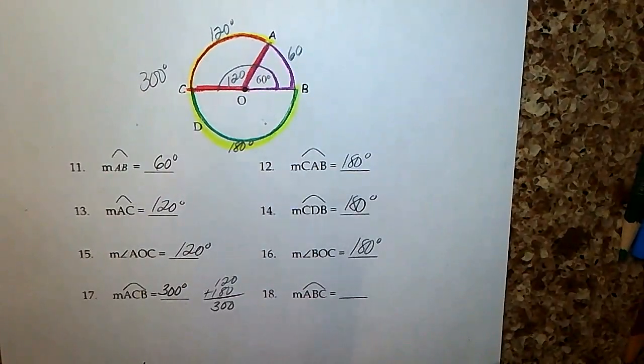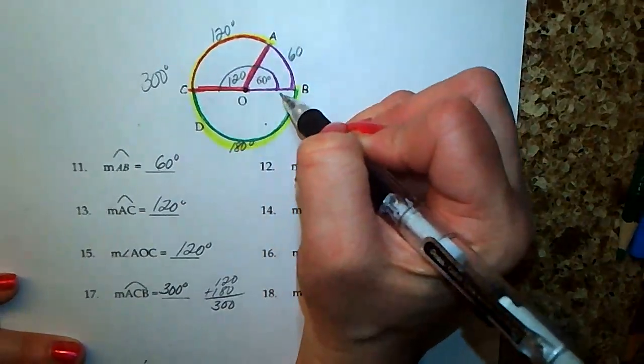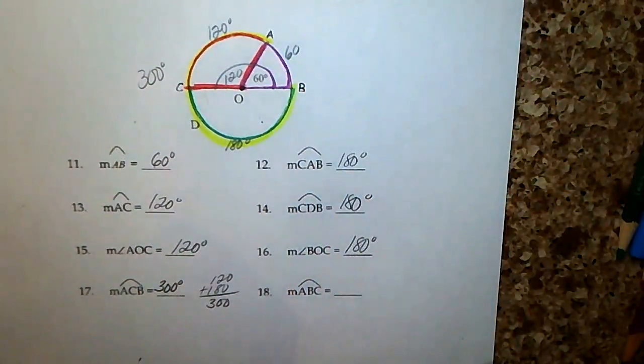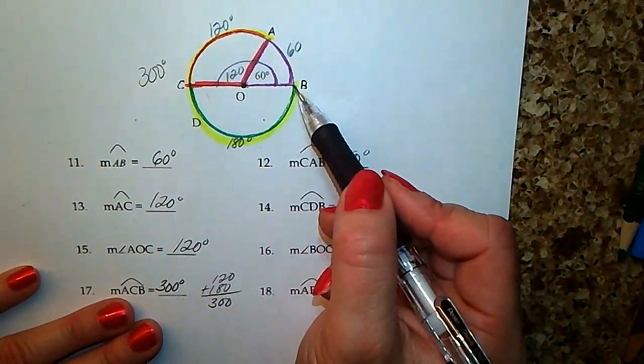And that, again, makes sense because this little piece that's left is 60, right? If I start here and go all the way around to 300 and then another 60, that would be my 360 for the circle. All right, and the last answer here is A to B to C.